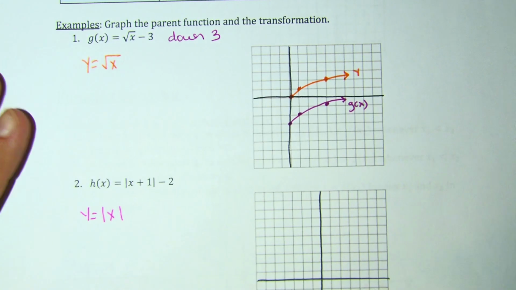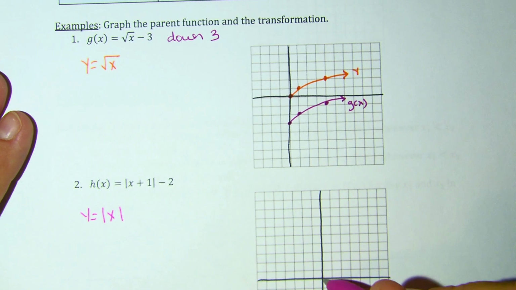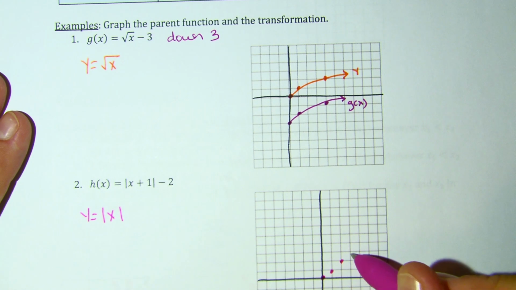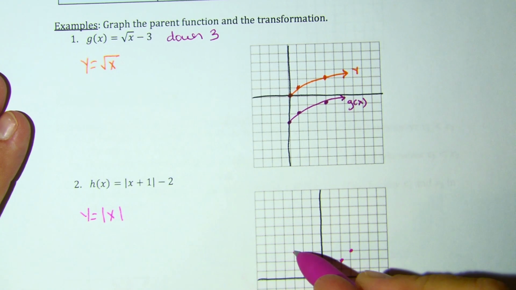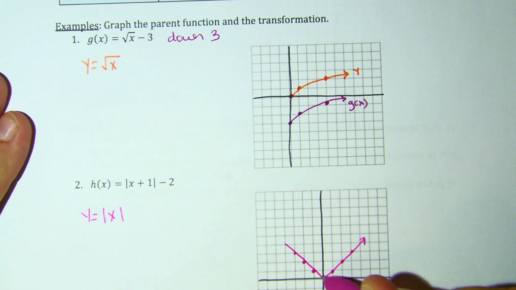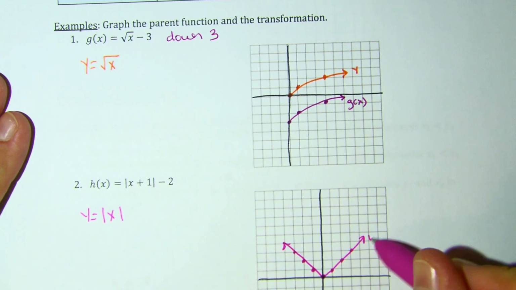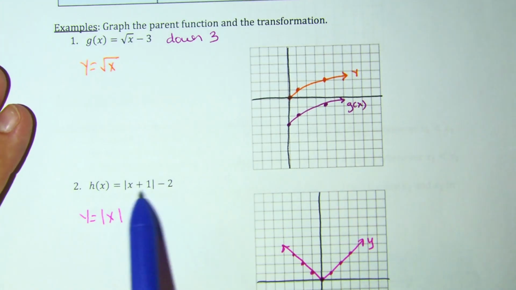Okay. So, again, I could plug in some points if I wanted to. If I plug in 0, the absolute value of 0 is 0. Absolute value of 1 is 1. Absolute value of 2 is 2. 3 is 3, so on. Absolute value of negative 1 is 1. The absolute value of negative 2 is 2, 3, and so on. And that's y.